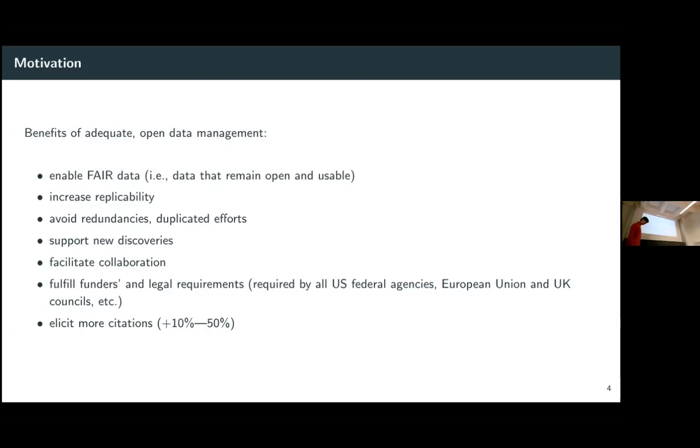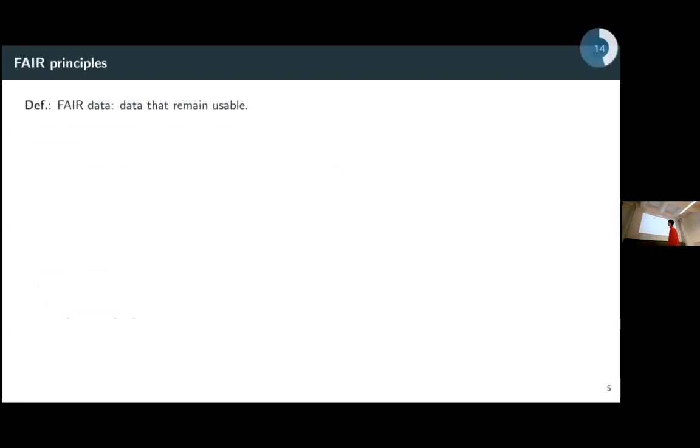So now that we know why we're doing that, let's take a look at what this acronym means in a bit more detail, because FAIR is actually an acronym. So again, the bottom line is that the data remain usable. That's what we want to achieve. And the steps that the community has come to believe are necessary to satisfy that are given by the 4 letters, where F stands for findable.